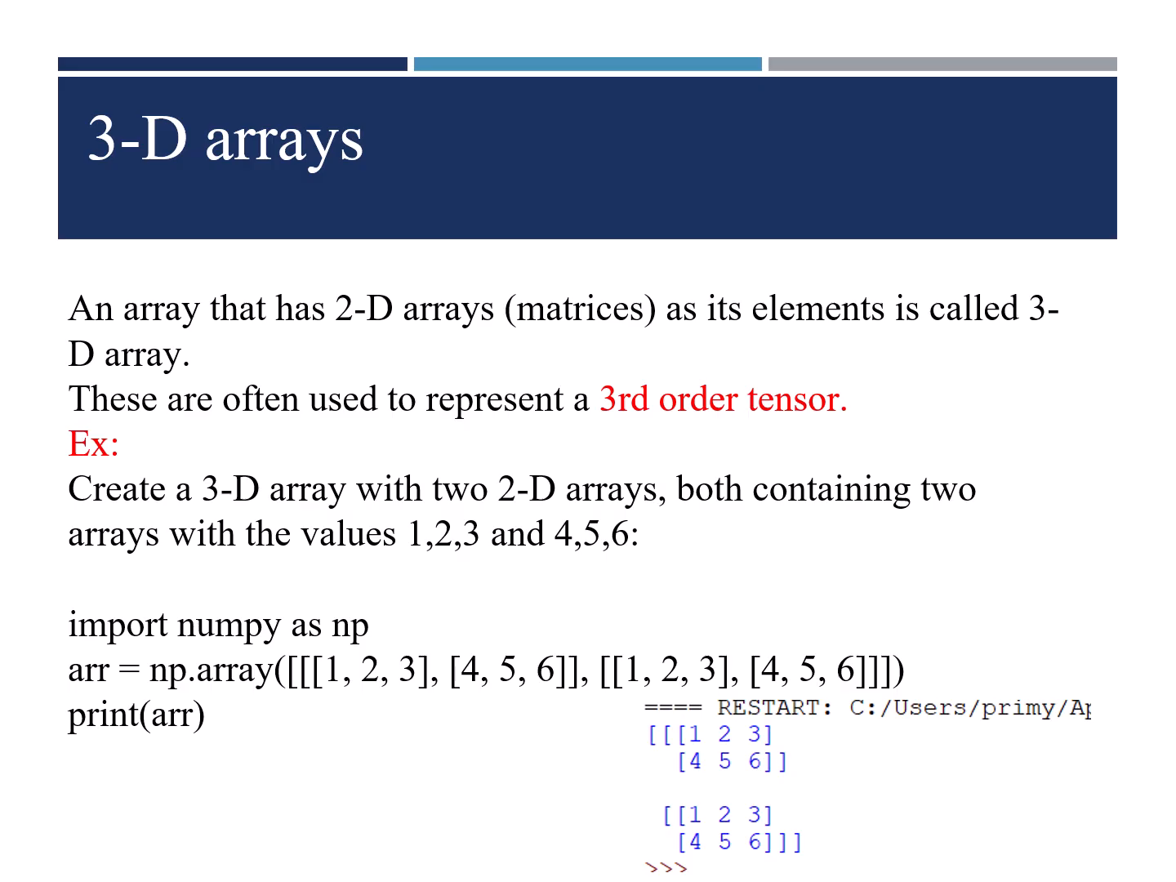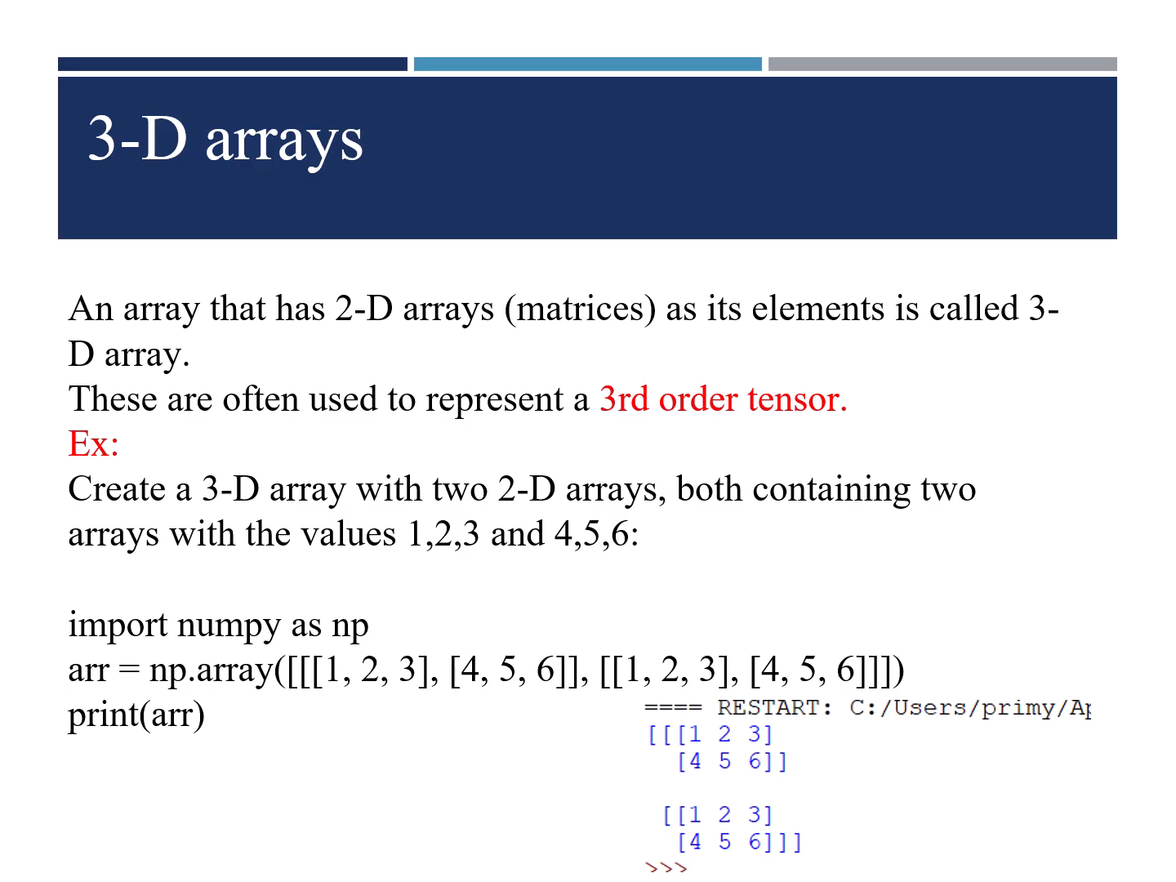Now, creating a 3D array with two two-dimensional arrays, both containing two arrays with the values 1, 2, 3, and 4, 5, 6. Here is an example. Import numpy as np, arr equal to np dot array of, with three opening square brackets where the values are 1, 2, 3, and one more square bracket 4, 5, 6, and two closing square brackets, comma, two opening square brackets 1, 2, 3, closing brackets, comma, opening brackets 4, 5, 6, and at the end three closing square brackets.